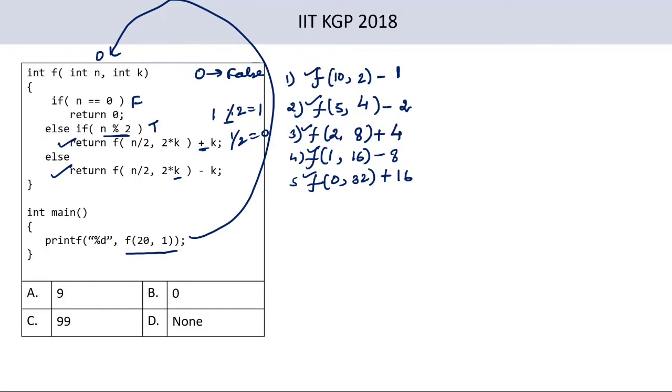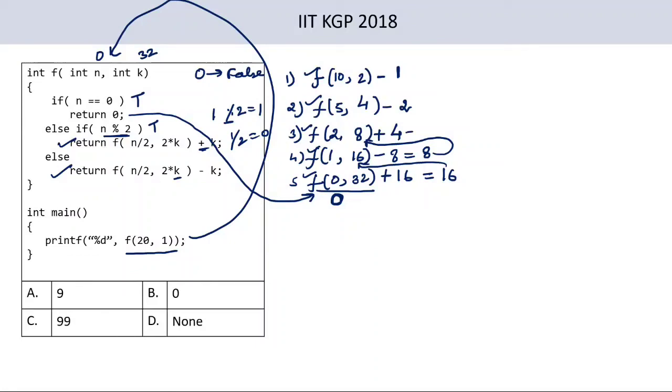So n becomes 0 and k becomes 32. Now is n equal to 0? Yes, now n equals 0. So when n becomes 0, you simply return 0. To whom will you return? I'll return 0 to the function that called me. So I'll return value 0 to this. So 0 plus 16 becomes 16. I will return this value 16 to this function. So 16 minus 8 becomes 8. I'll return this value 8 to this function.